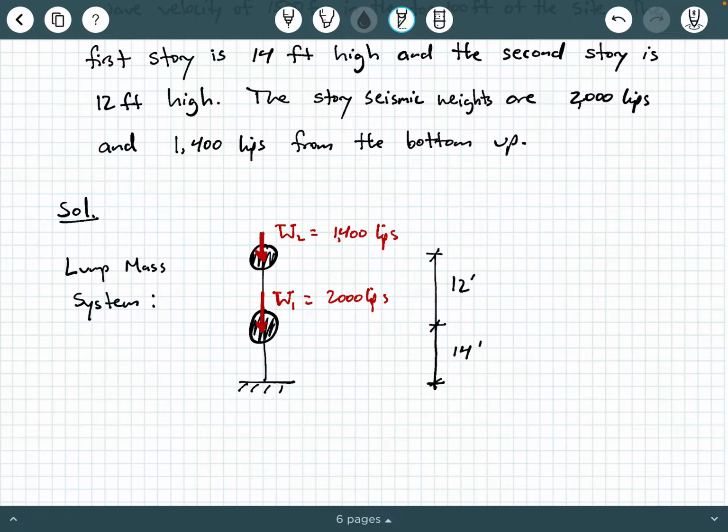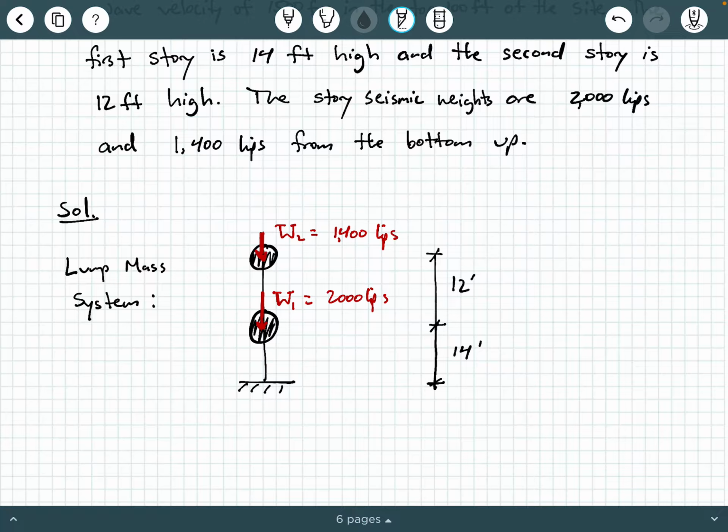You just draw a vertical member that represents the height of the building and the different story heights, and then you draw a little circular ball or mass, or in this case weight, that shows the seismic weights at each of the stories, or each of the levels. So we see that the first level here is 14 feet above the ground surface, and its seismic weight is 2,000 kips. And then the second story, which is the only other story, its seismic weight is 1,400 kips, and that's 12 feet tall.